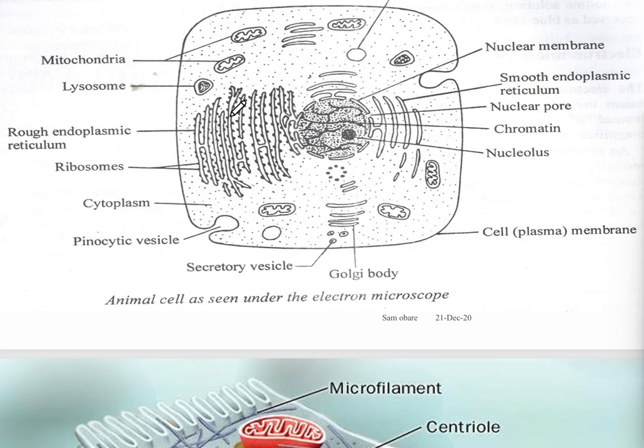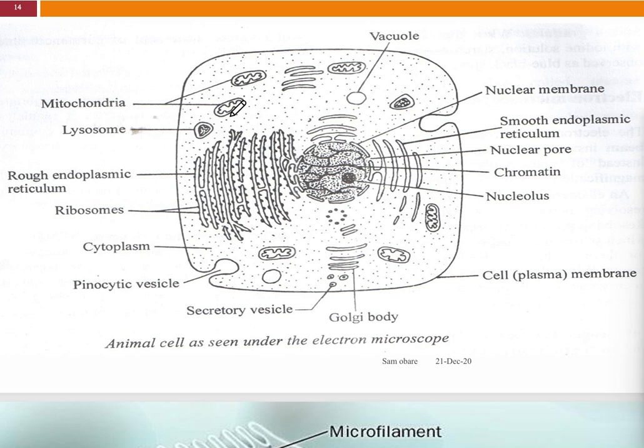But now look at this. We have so many structures. Structure number one is the mitochondria. You can see mitochondria, lysosome, and this part is very important. Sometimes you might even be asked to draw it in an exam situation. So this is a vacuole, this is a nuclear membrane, smooth endoplasmic reticulum, nuclear pores.